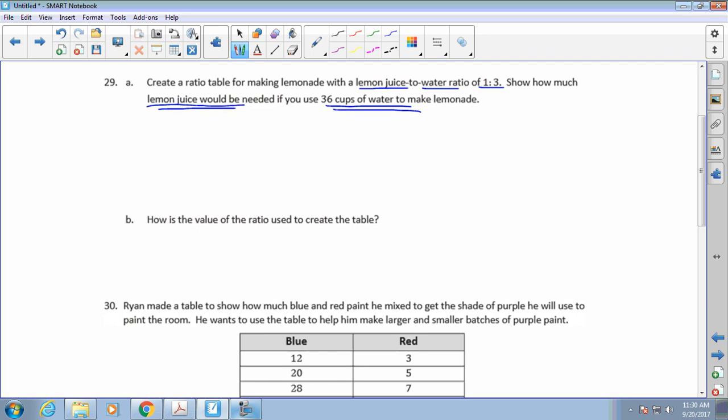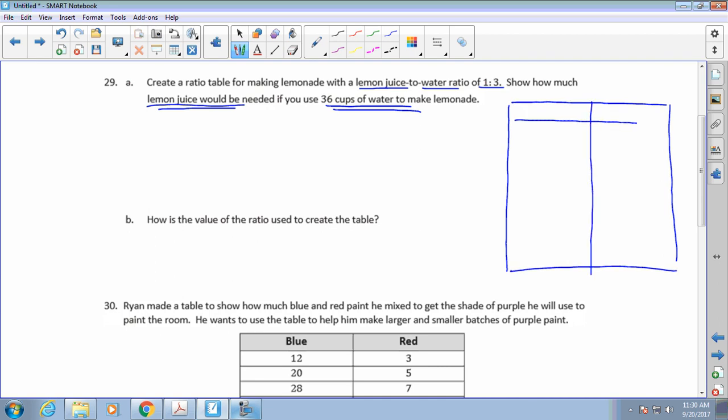So yesterday we looked at ratio tables and we looked at the relationship between the columns. So if we have lemon juice and water, and we know that ratio is 1 to 3, we figured out that we could multiply to get from one column to the other. What could we multiply 1 by to get 3? It's a pretty tough math question. 1 times what equals 3, Cam? 3. Very good.